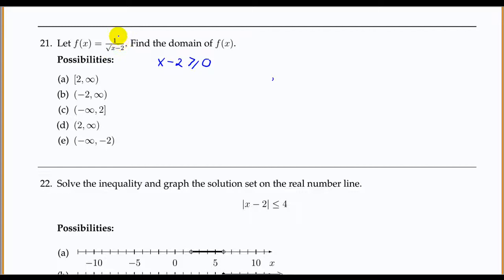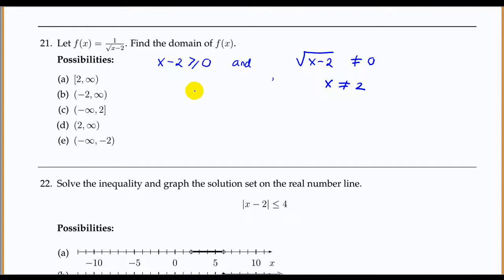But also, because this square root is in the denominator, we don't want the denominator to be equal to 0. So we want these two conditions: this to be non-negative and the square root not equal to 0. And when is the square root of x minus 2 equal to 0? When x is equal to 2, so we don't want x to be equal to 2.